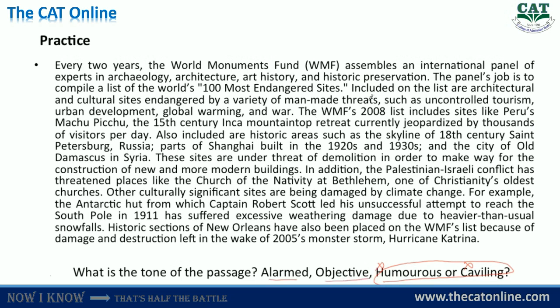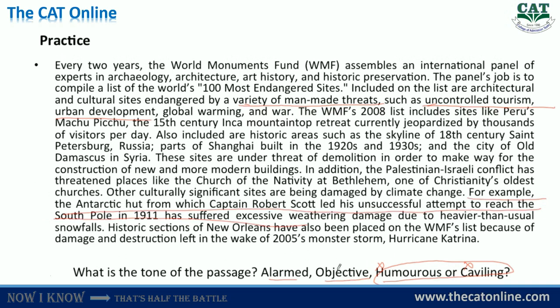Now, we may think that the tone is objective. Why? Because he's presenting the facts here. But if I read this passage overall, there's a sense of threat. Now, he's using the words like a variety of man-made threats, uncontrolled tourism, urban development, right? So these things, for example, the Antarctic hut from the captain, this shows a little much of skepticism with the author.